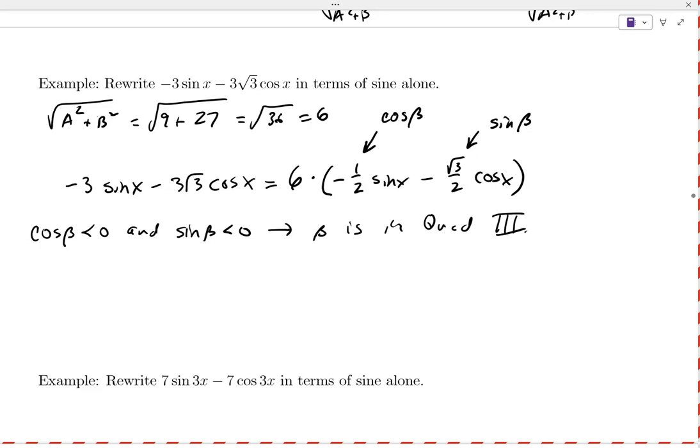Yep. But in particular, if I'm looking for an angle that has a sine and cosine for those things, they have to be less than 1. Right? So I need to make sure that I have the right values there.